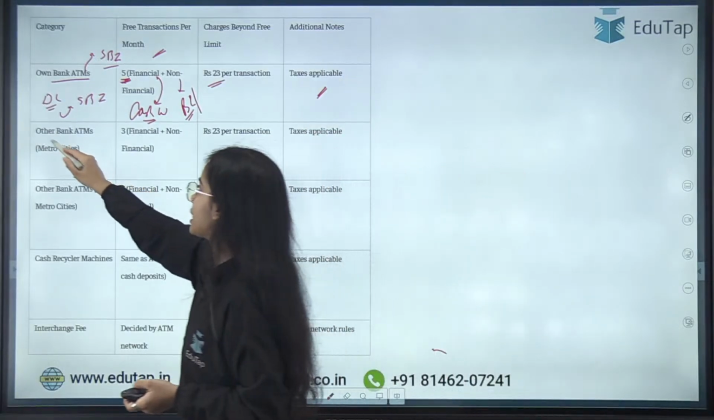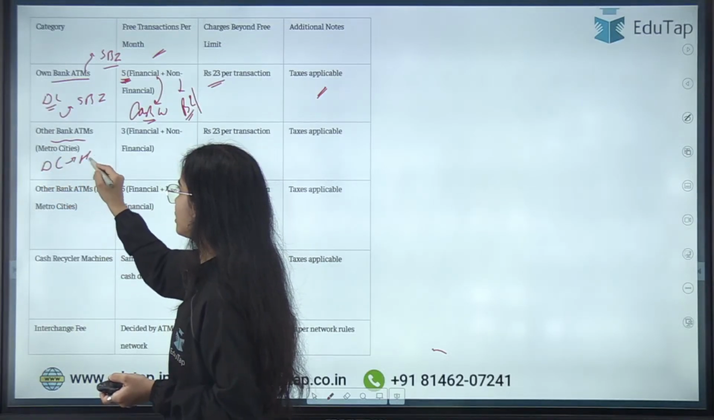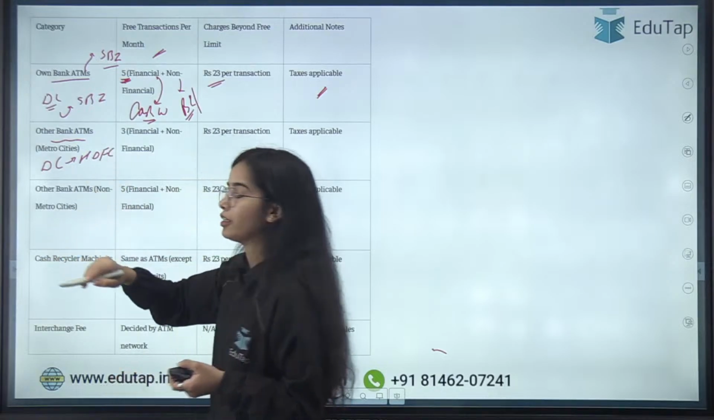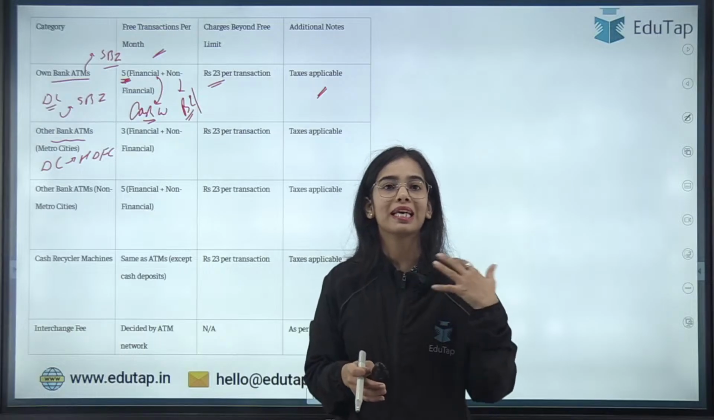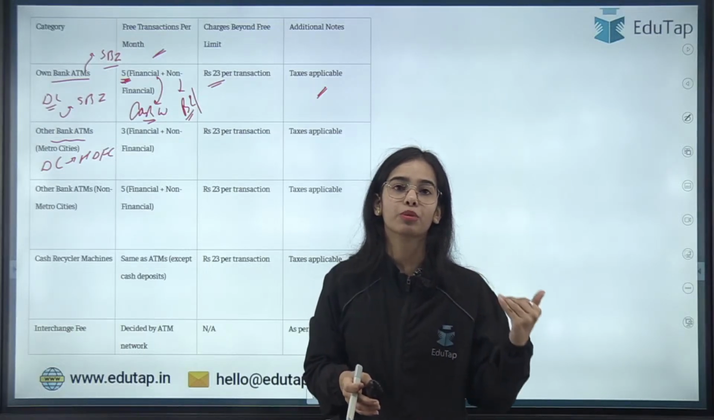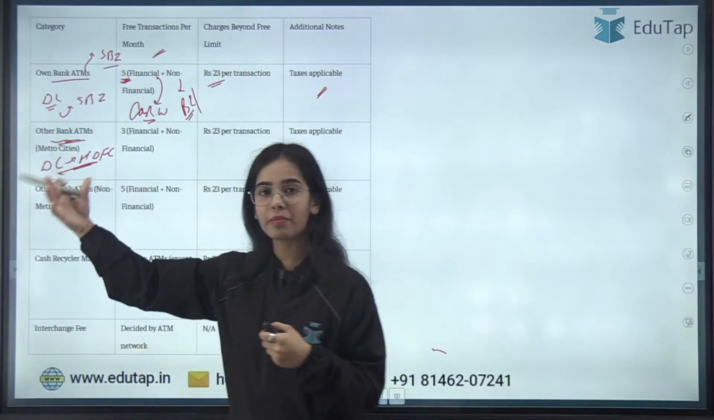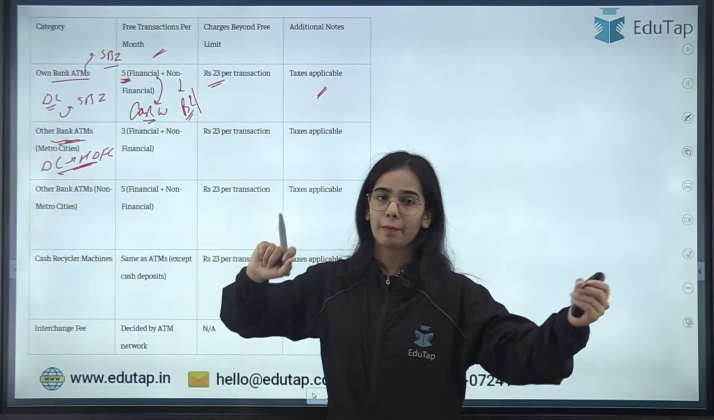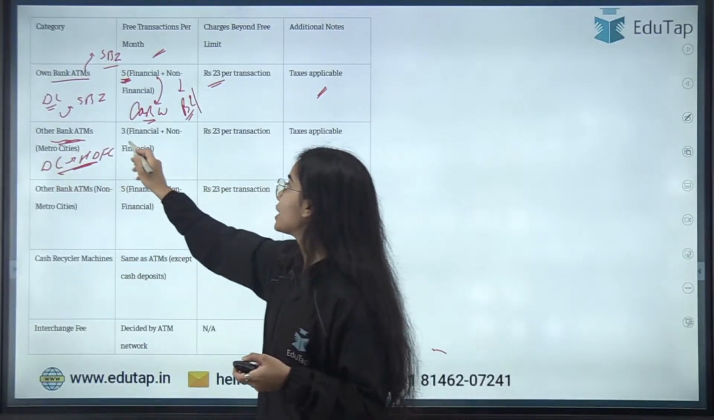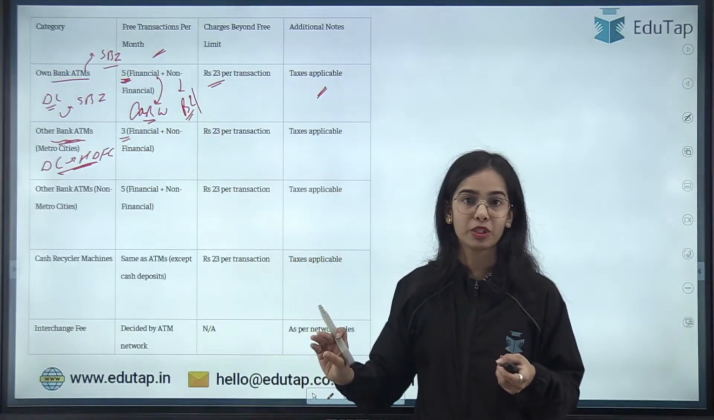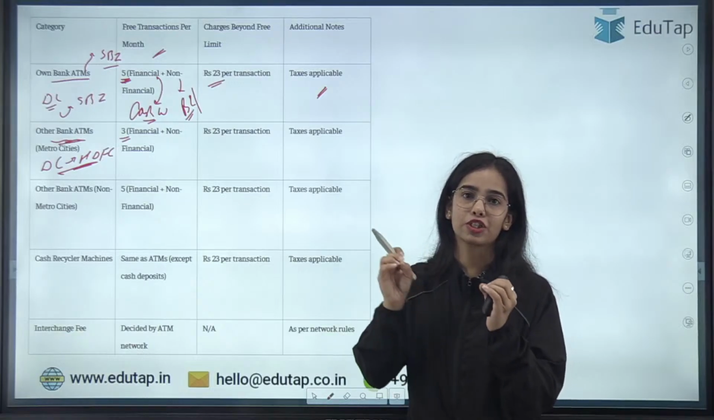Next is other banks' ATM. Let's say you have the debit card of HDFC Bank, but you are taking out the money from the ICICI Bank ATM, or from the SBI ATM, or from the PNB's ATM. So that is another bank's ATM: you have the card of one bank, but you are taking out the money from some other bank. In this case, if you are in metro cities, then 3 free transactions are available to you, financial as well as non-financial. Cumulatively 3 transactions are free for you.